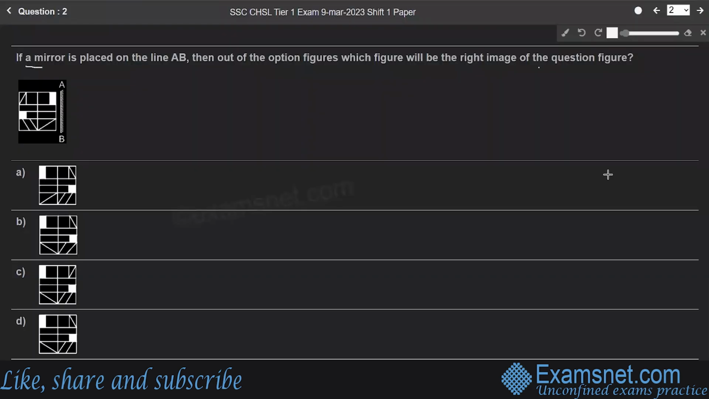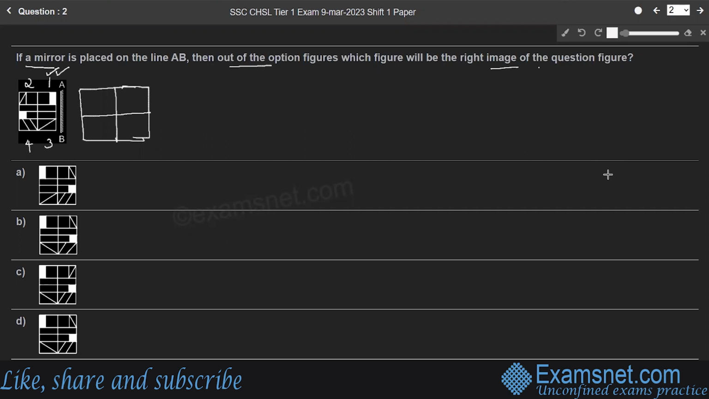Question 2. If a mirror is placed on the line AB, then out of the option figures, which figure will be the right image of the question figure? Here is the question figure, right? We have to find the mirror image of the given question figure. So for this, let us make 4 parts in the question figure, right? First, second, third and fourth. So let us find the mirror image of the first part, right? So on the right side of the given figure, let us make 4 parts like this.